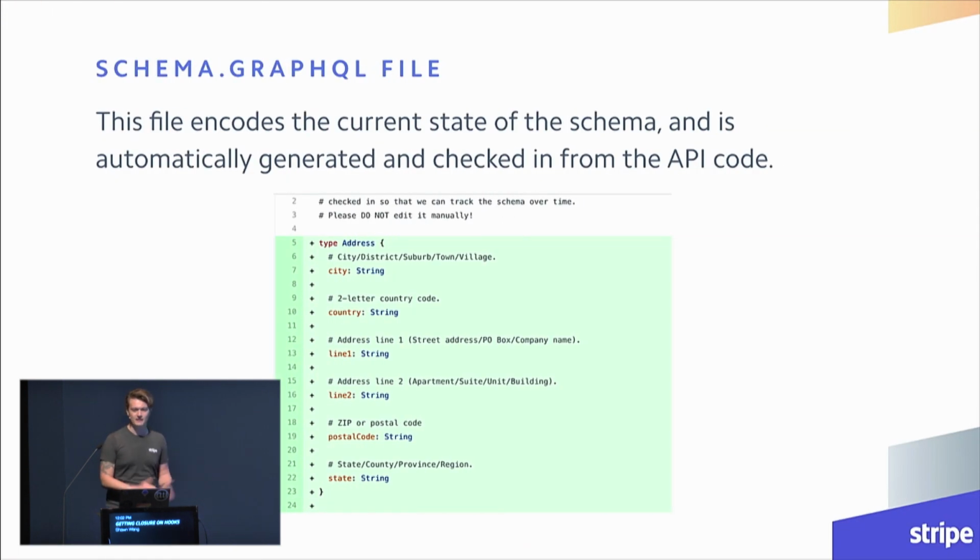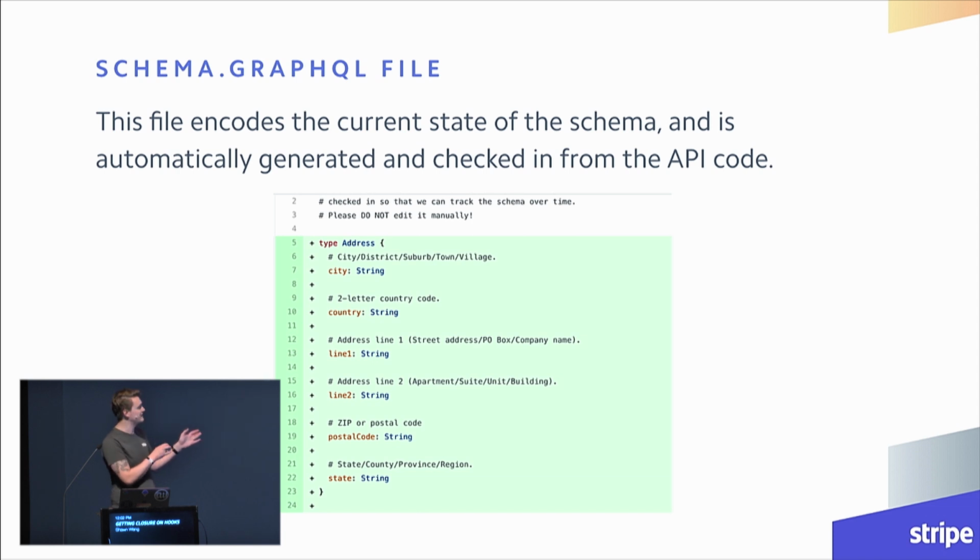So first, all of our GraphQL, our whole schema, is in one file. It's checked into our monorepo. It's automatically generated by our API code. And this is the source of truth for everything we need, for all our data that goes from the back end to the front end.